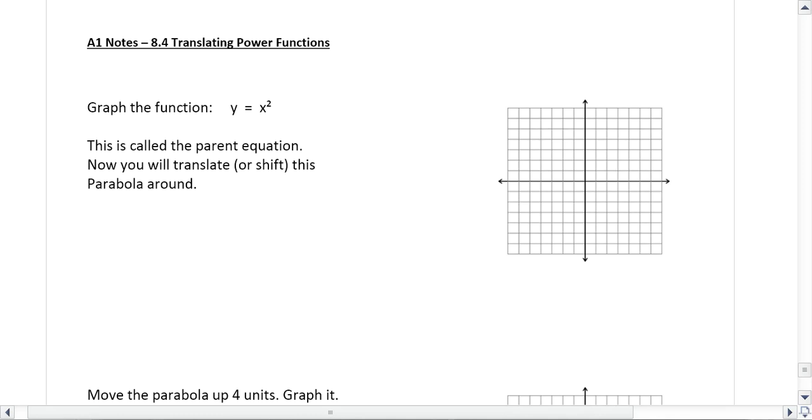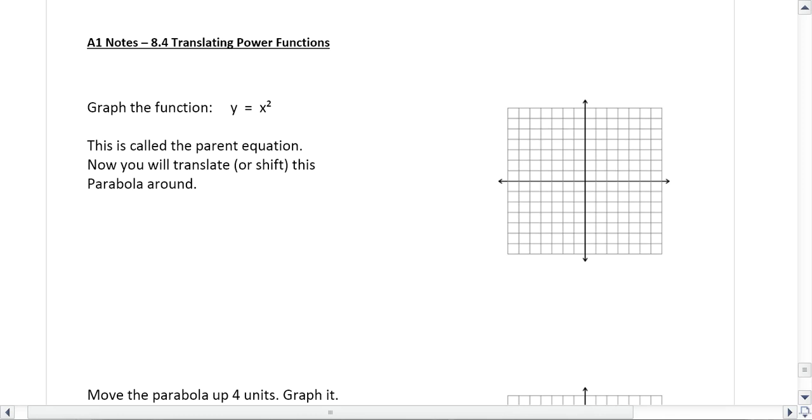This video is for Algebra 1, Chapter 8, Section 4, Translating Power Functions. Now, graphing is a visual representation of any mathematical relation. In the past, remember, we graphed absolute value functions. They were in the shape of a V. Remember how we took that V and we slid it left, right, up, down, made it skinny and fat? Well, that's what we're going to do with the power function of y equals x squared.